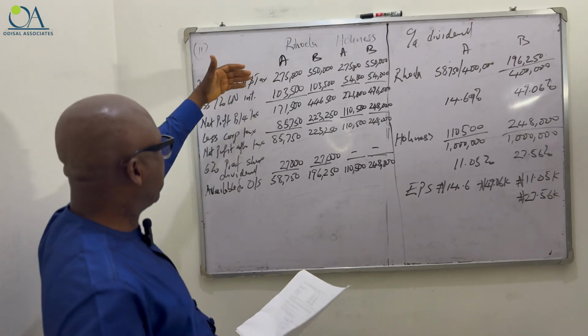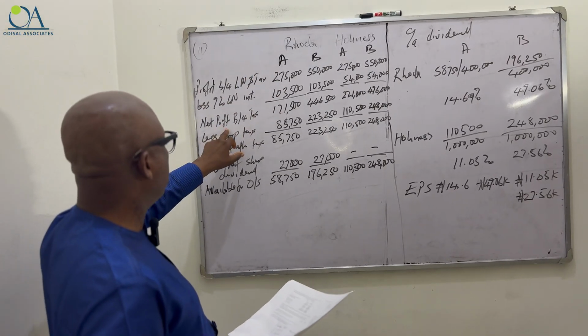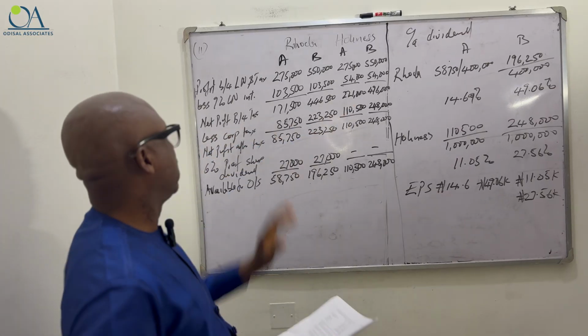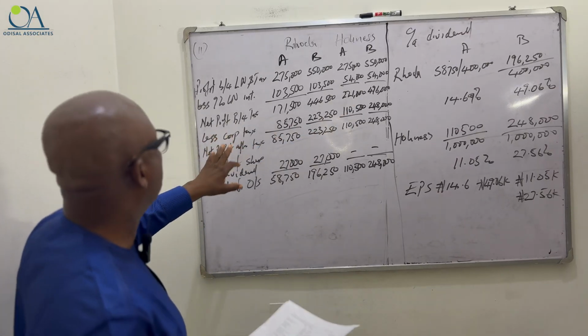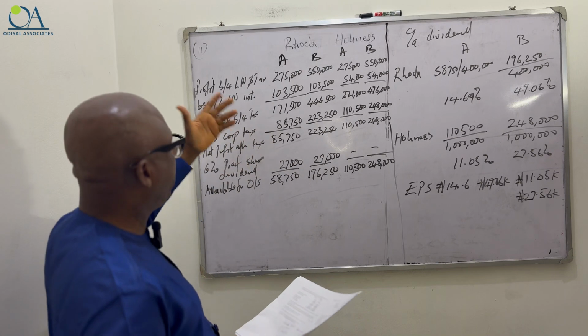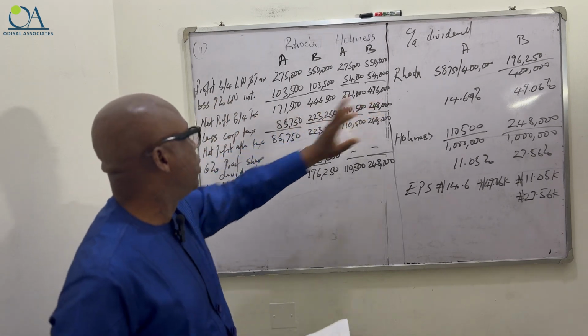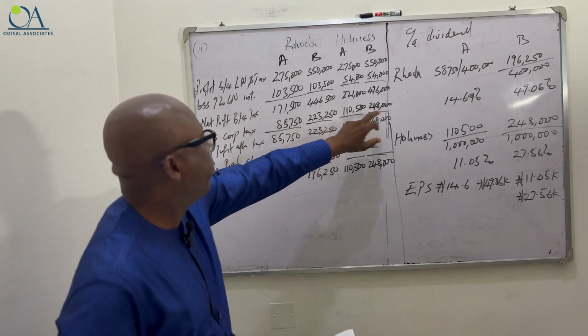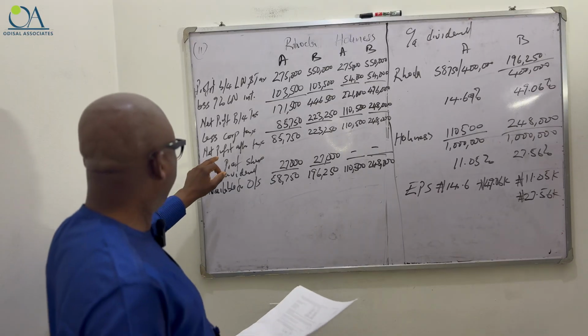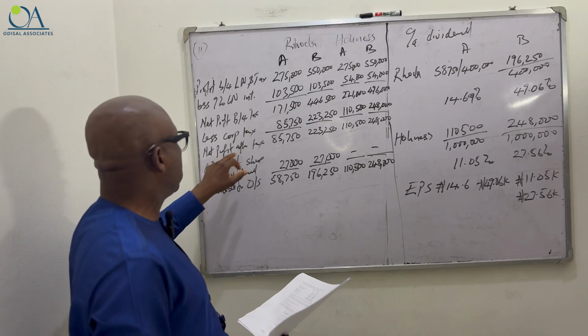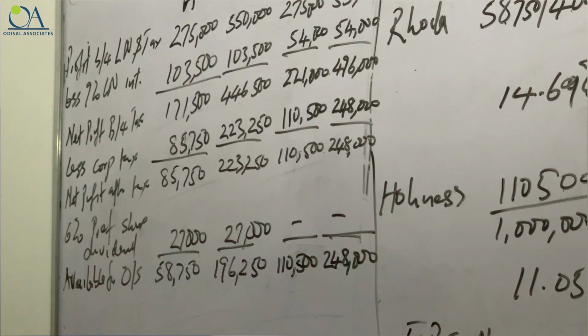Then if you remove it from the profit, you have net profit before tax. So you now remove the tax. Tax is 50%, so it's just this divided by 2, all these ones. So you have this amount here. So you have profits, the net profit after tax.